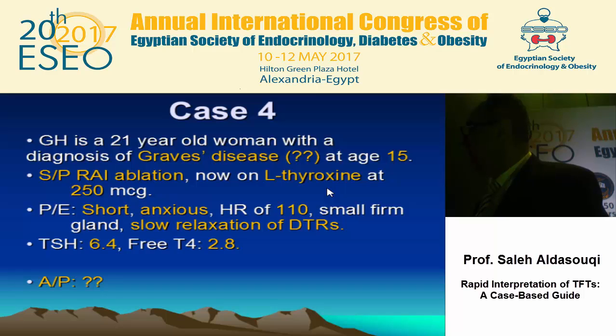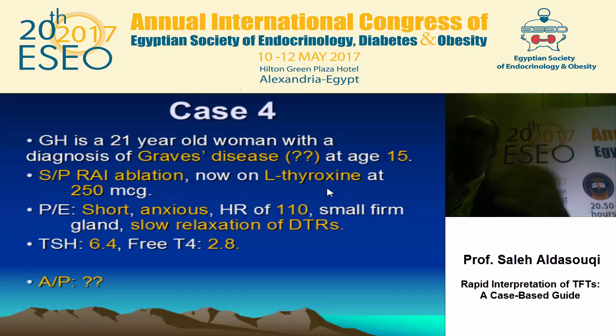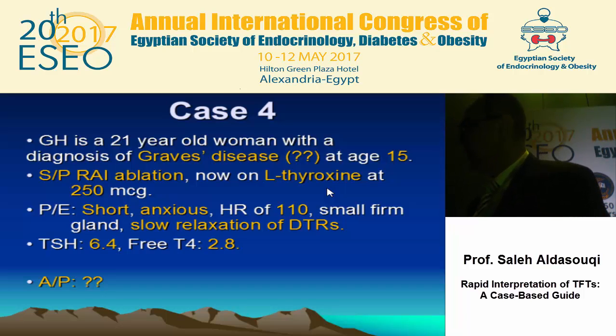And case 4 actually is a classical case of resistance to thyroid hormone. So these are the folks who have symptoms of hyper and hypothyroidism together in the same body, in the same human being. This is typical of resistance to thyroid hormone. And the TSH, because of the resistance, is going to be always elevated.